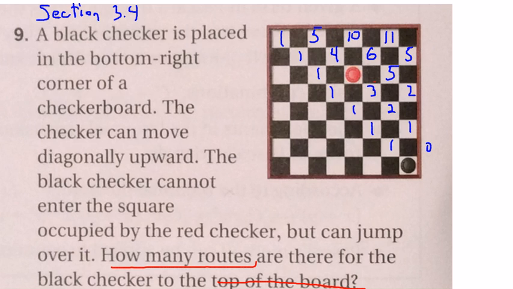So altogether, the number of ways that we can get to the top row would be 1 plus 5 plus 10 plus 11, which is 27 ways.